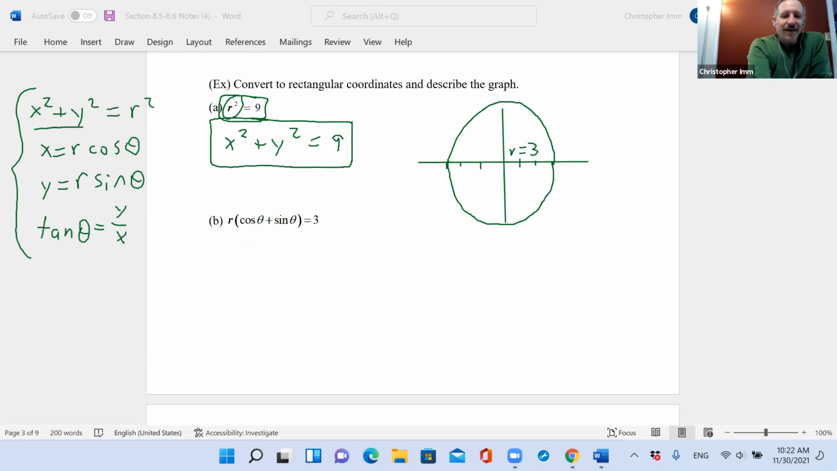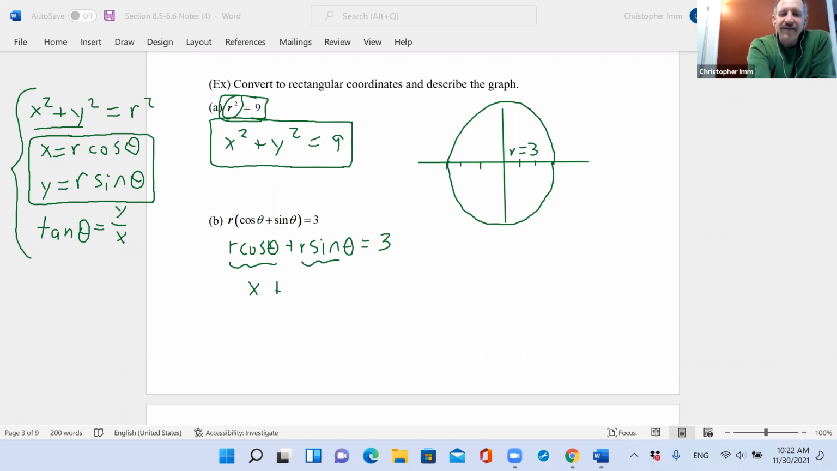Now let's look at this next one. So here, it looks like we want to use x and y equal to r cosine theta and r sine theta. But maybe I would have to distribute this in first. So if I distribute the r, I have r cosine theta plus r sine theta is equal to 3. But r cosine theta, I can replace by my x coordinate, and r sine theta, I can replace by my y coordinate. And I have x plus y is equal to 3.